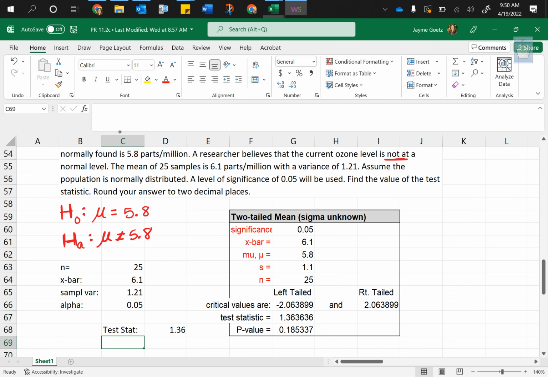All right, let's go down to number 4. Again, all we're doing today is just getting some practice with this. That's all it is.